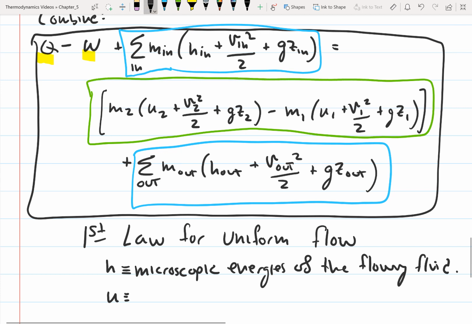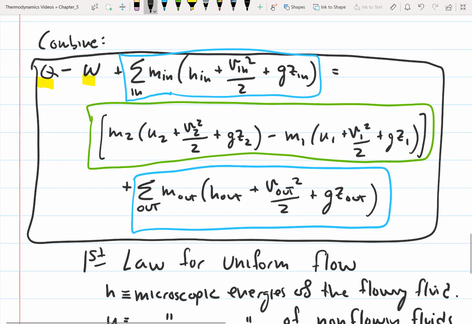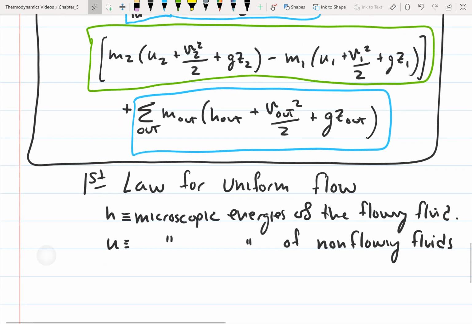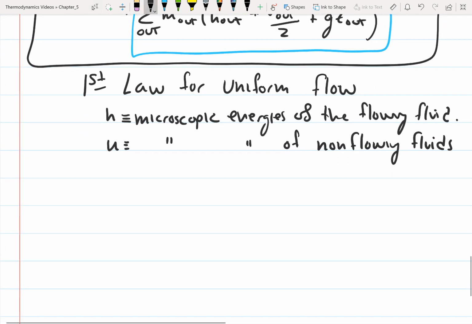What these terms represent are the microscopic energies of non-flowing fluids. So this is the fluid that's in the container and it's non-flowing. So now we have this giant equation. What we want to do now is look at a couple of special cases of this equation.